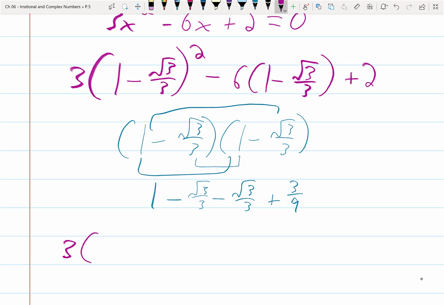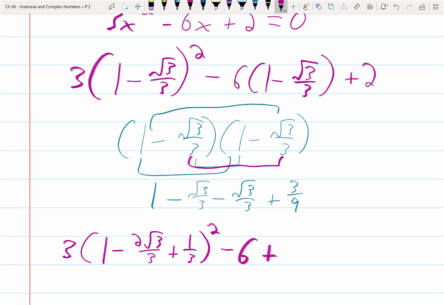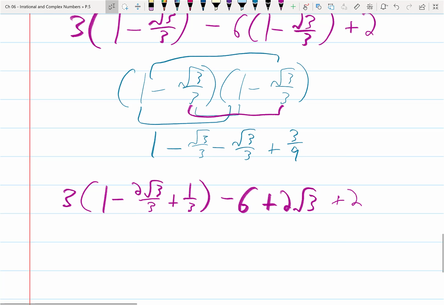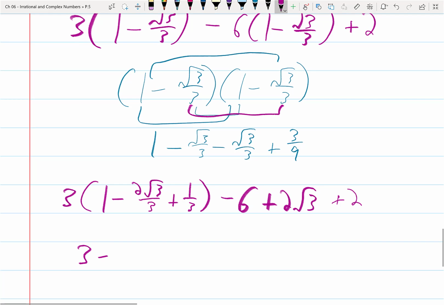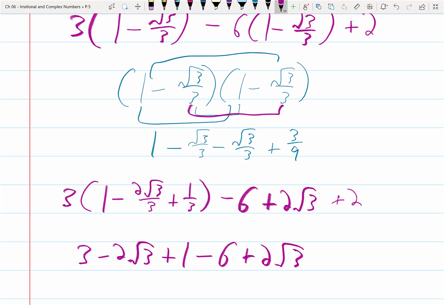So I'm going to go back to the original problem now, and let's make this 3 times 1 minus 2 root 3 over 3 plus, let's simplify the 3 over 9, 1/3. How did we get 3/9? Root 3 over 3 times root 3 over 3. Minus 6 plus 2 root 3 plus 2. And then distribute the 3. 3 minus 2 root 3 plus 1 minus 6 plus 2 root 3. Isn't it 3 minus 6 root 3 over 3? 3 times 2 is 6 over 3. Oh yeah, 6 divided by 3.